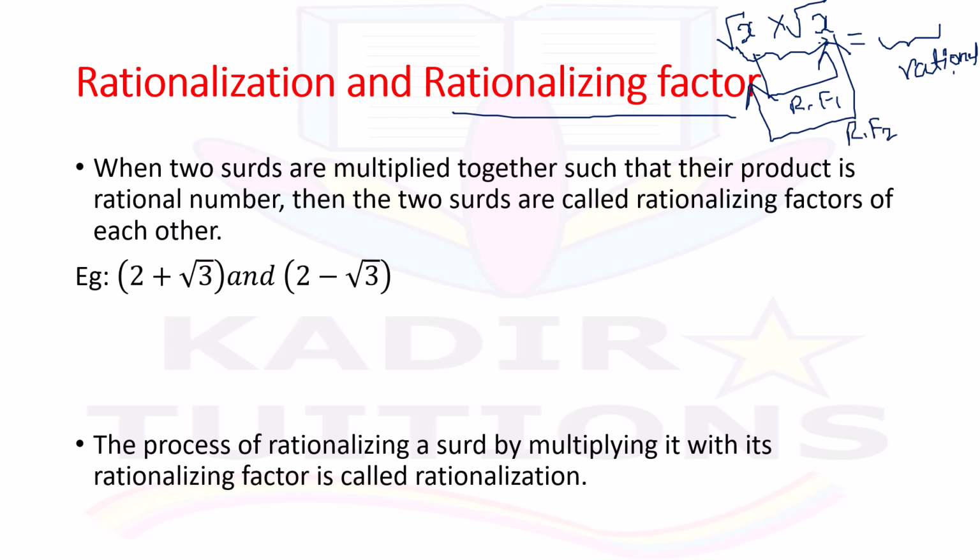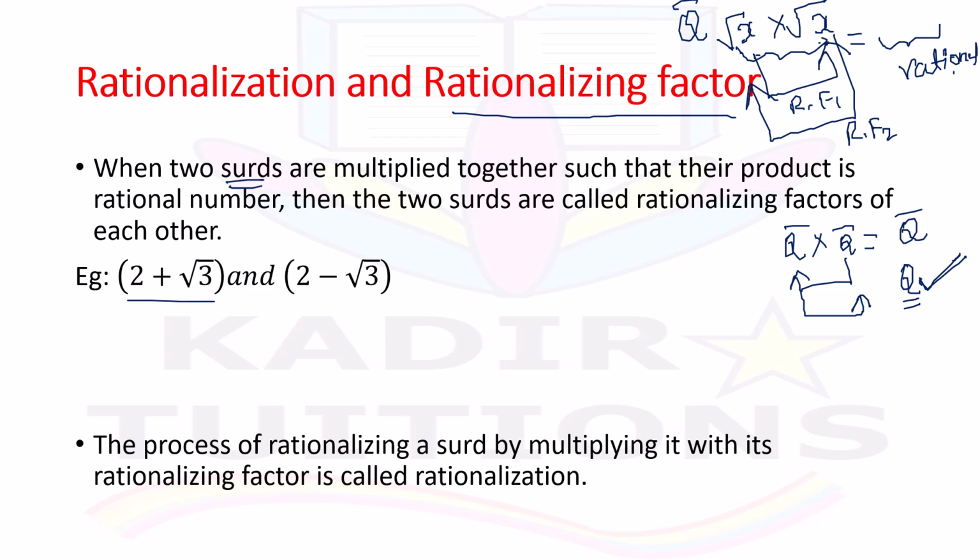See here, there are two surds. What is the meaning of surd? It's nothing but an irrational number. If I multiply two irrational numbers, what is the possibility? We will get either an irrational number or a rational number. If we get the answer as a rational number, then both irrational numbers are going to be rationalizing factors of each other. This is what we are specifying over here.